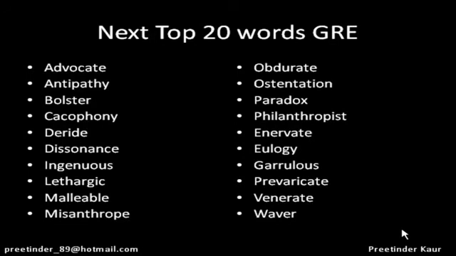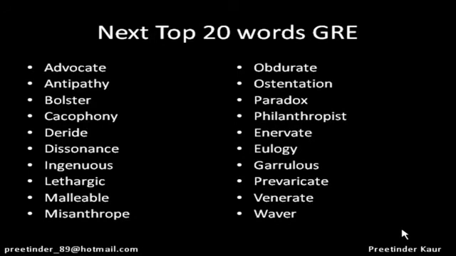Deride means insulting someone or mocking someone. Dissonance is when there is no resonance in your opinions. Your frequencies don't match, or there is a lot of conflict in opinions. Ingenuous is a person who's not able to hide his feelings, who's not at all diplomatic. Lethargic is related to lazy.